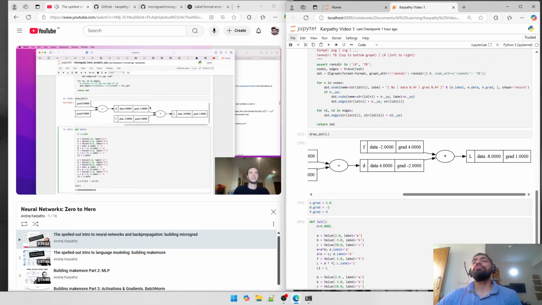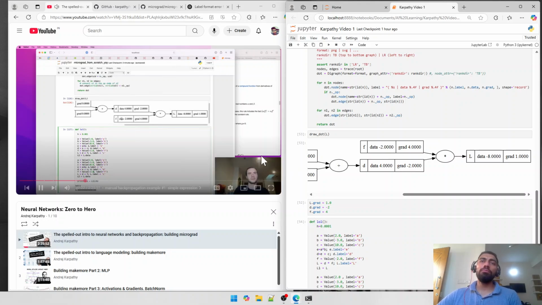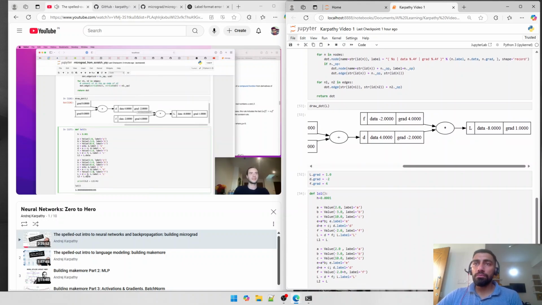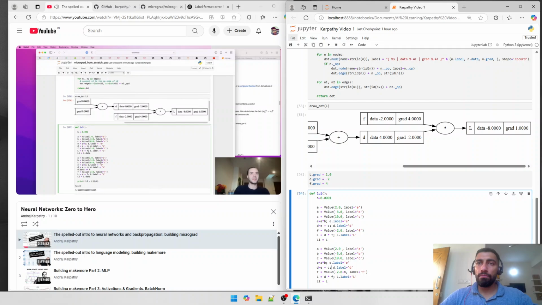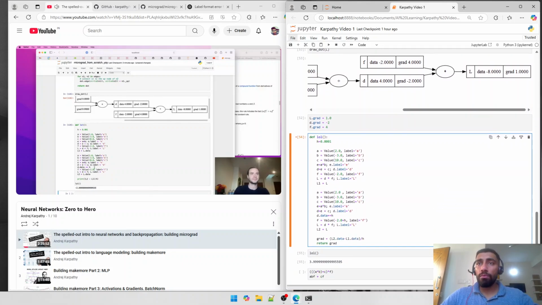And then dL by dd should be f, which is -2. Grad is -2. So if we, again, come here and we change d.data plus equals h right here, we've added a little h, and then we see how L changed, and we expect to print -2. There we go.